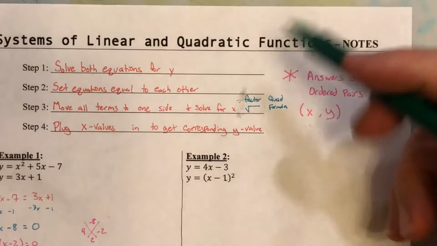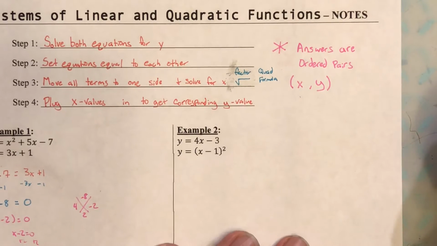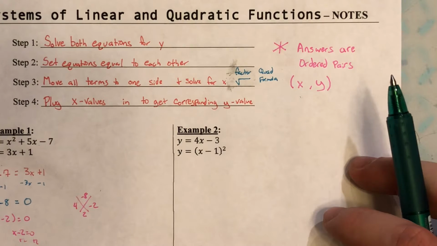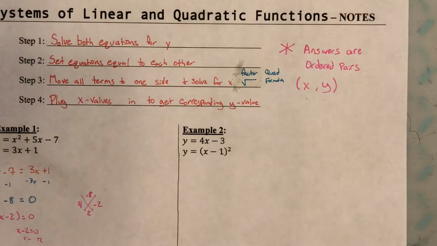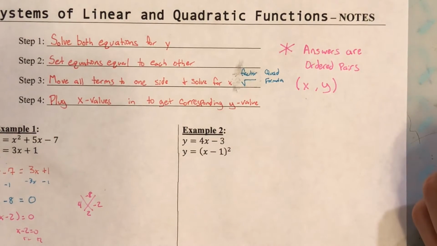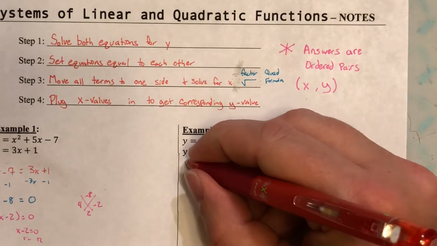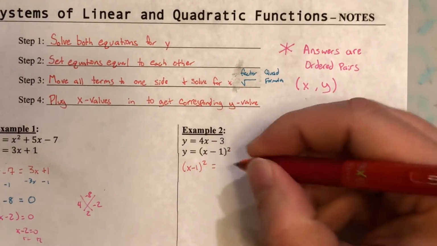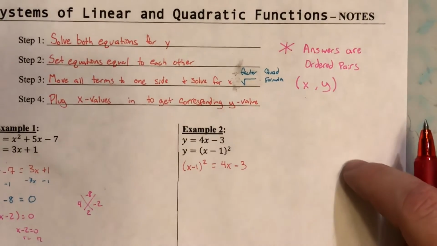Okay, so we're gonna, again, follow these same steps and look one more time, looking at example 2. Example 2, I have y equals 4x minus 3. I have y equals (x minus 1) quantity squared. So here, again, they are both already set equal to y, so I can just set them equal to each other. So I've got (x minus 1) squared equals 4x minus 3.